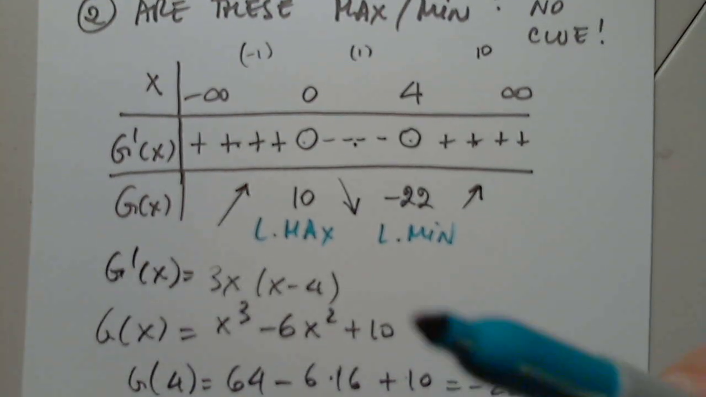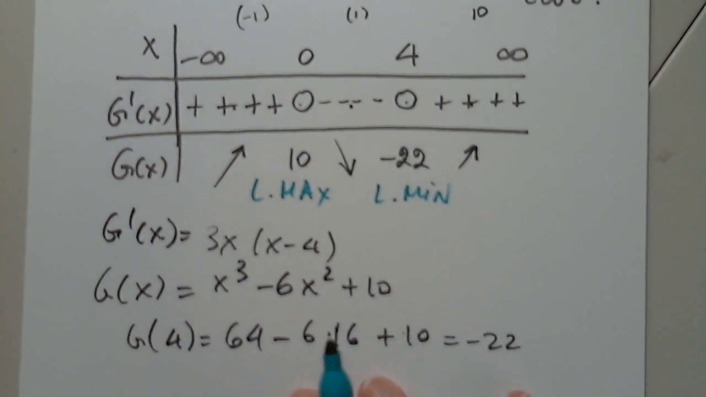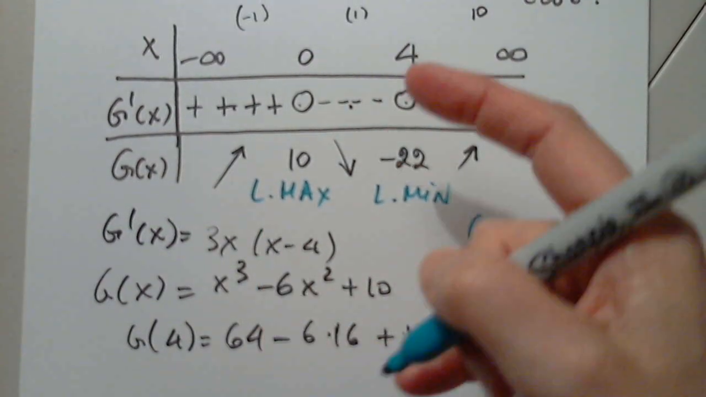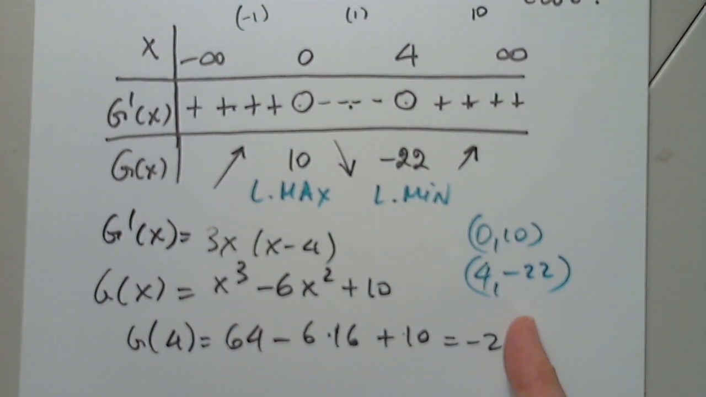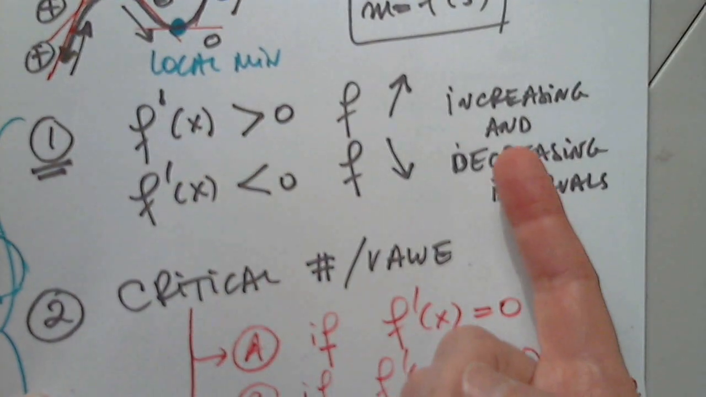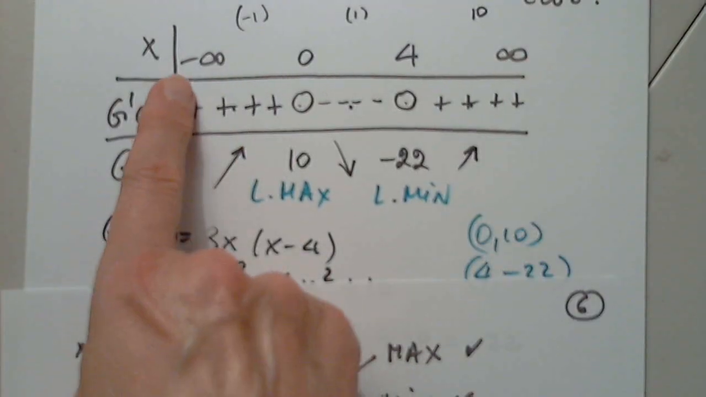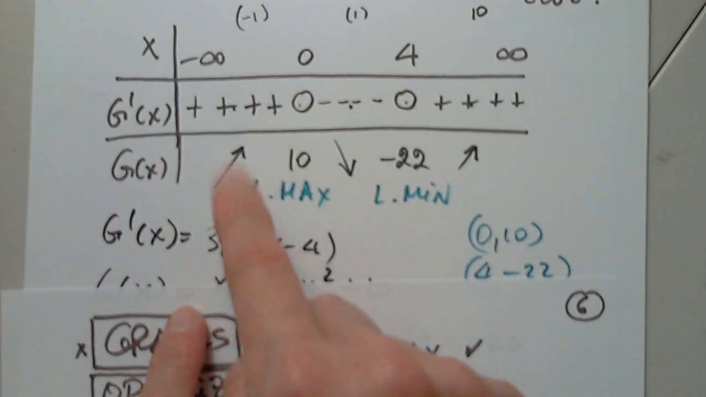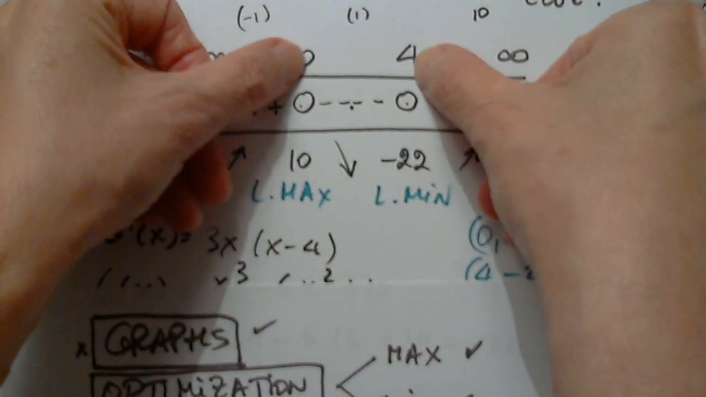So we found two critical numbers, x equals 0, x equals 4. It turned out that 0, 10 is a local max, and 4, negative 22 is a local min. So again, what did we learn? We learned the intervals of increasing and decreasing. The function is increasing for x between negative infinity and 0, union 4 to infinity. And the function is decreasing between 0 and 4.